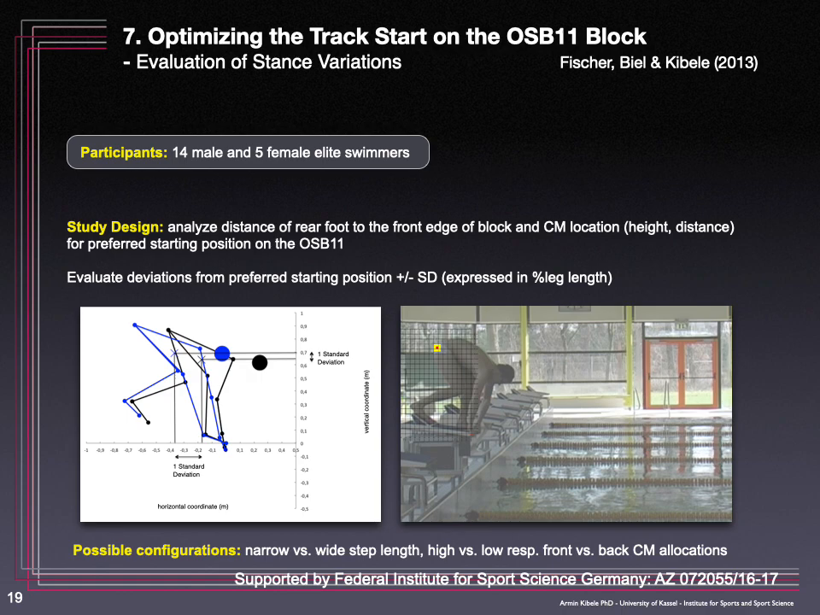The idea was to systematically change their step length, their center of mass height, and front or back leg weighting based on their preferred stance position. For example, the center of mass height relative to the individual leg lengths was 0.72 plus minus 0.04 leg lengths for the females and 0.73 plus minus 0.04 leg lengths for the males.